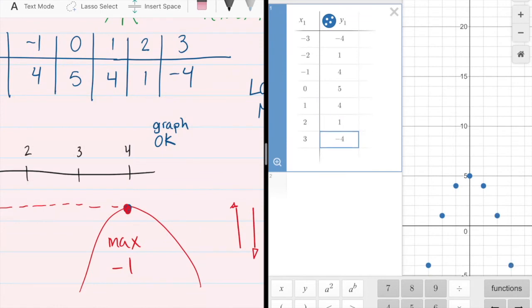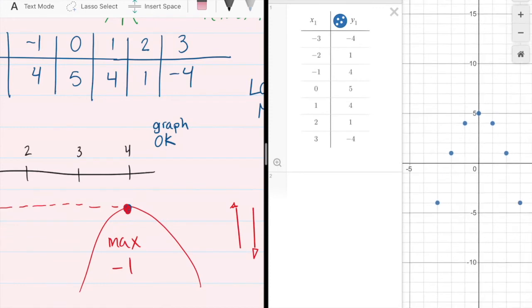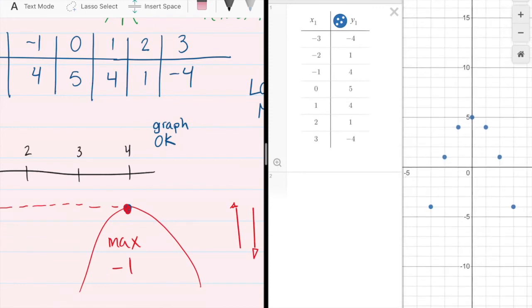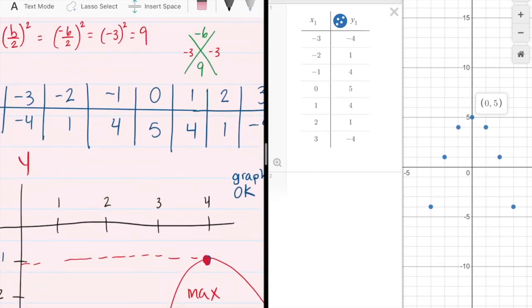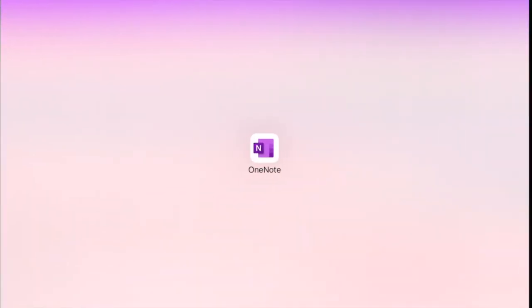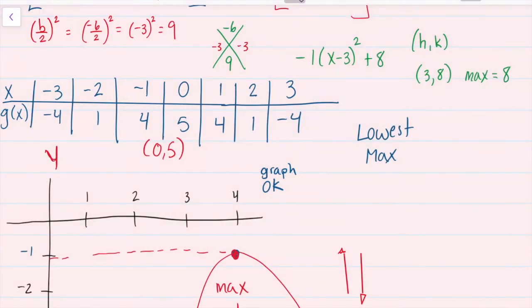Well, I don't know if you guys were paying attention to the other side of the graph. It actually gave you a bunch of dots. So if I were to connect these dots, you would notice that this is my highest point. So on my table, the highest point possible was the 5, which was the max. We discussed that the y is always showing the max. So in this case, this has a max of 5.